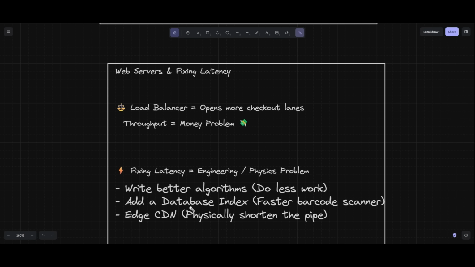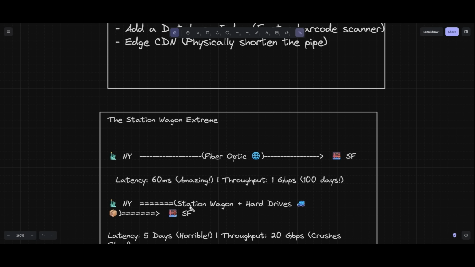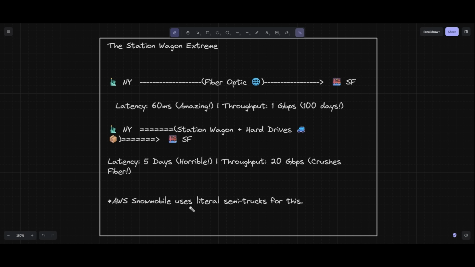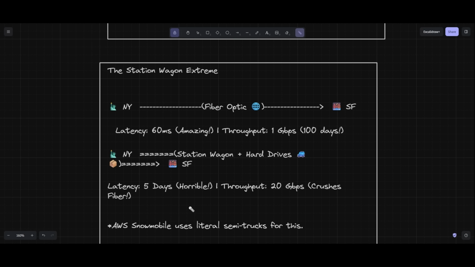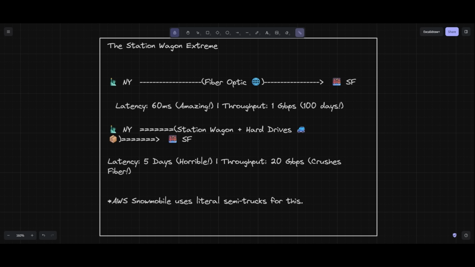Okay, so let me tell you my absolutely favorite sort of extreme, bizarre example of latency versus throughput, because I think it really pushes the mental model to the absolute limit. And this is a very famous, classic computer science example. I think it comes from an old textbook. Imagine you need to transfer a massive amount of data. Let's say an entire data center's worth of backups, right? A petabyte of data, 1,000 terabytes, and you need to get it from New York to San Francisco.